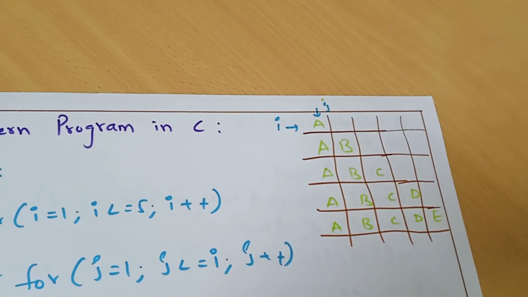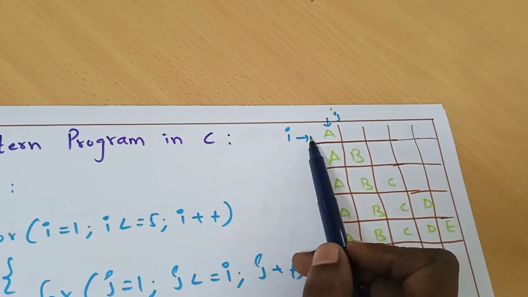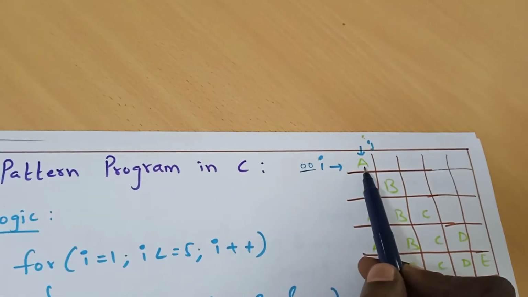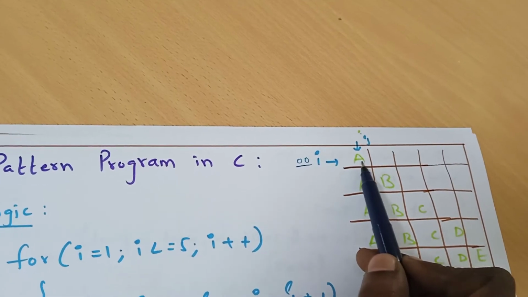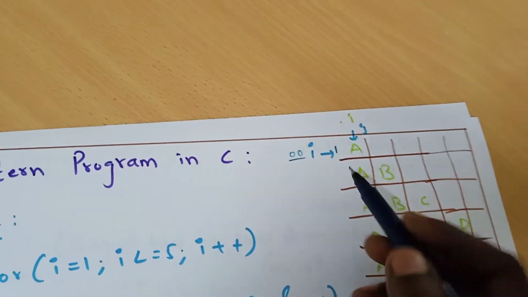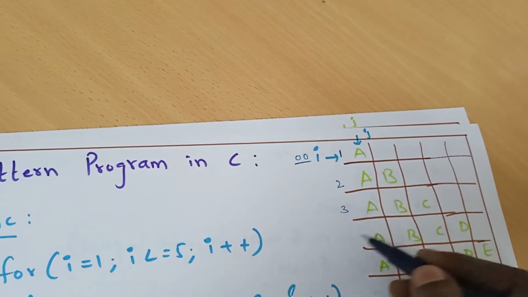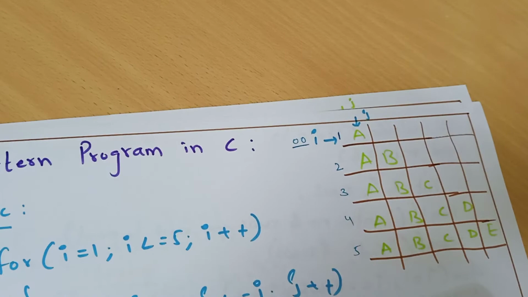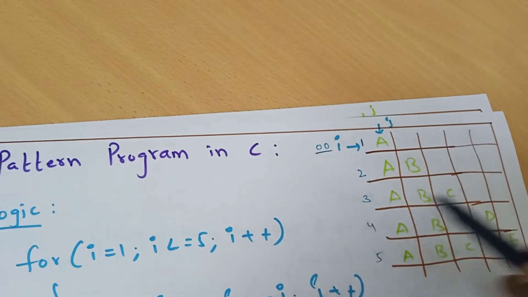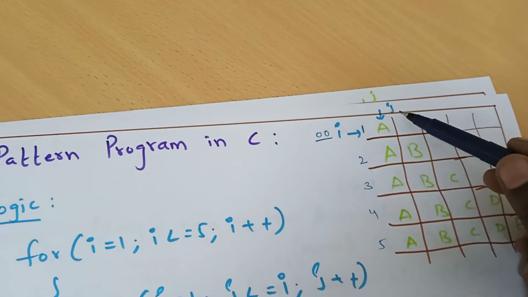Now let's give the index to this. We started this A at the index of 0 and 0. What do you mean by this 0 and 0? This is the first row and first column element. So I am giving this as 1, my first row. This is my second row, third row, fourth row and fifth row. To represent rows I have taken I, and to represent columns I have taken J.